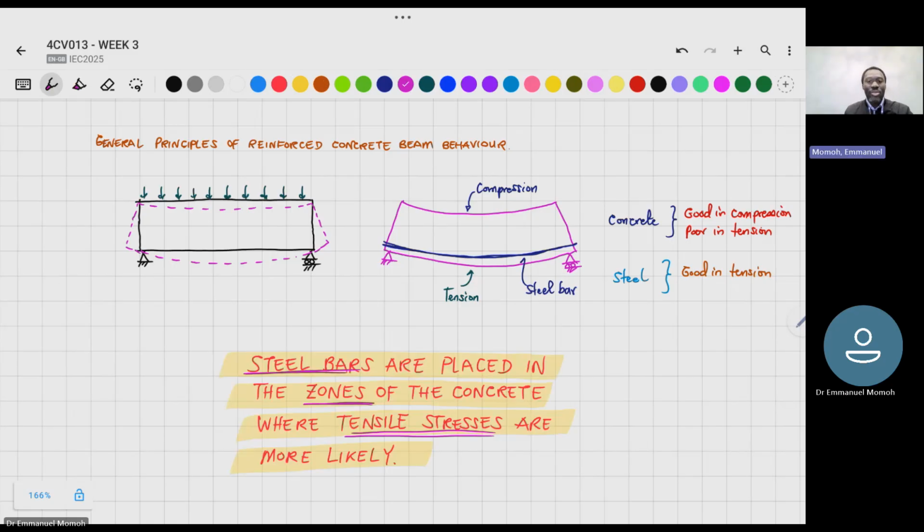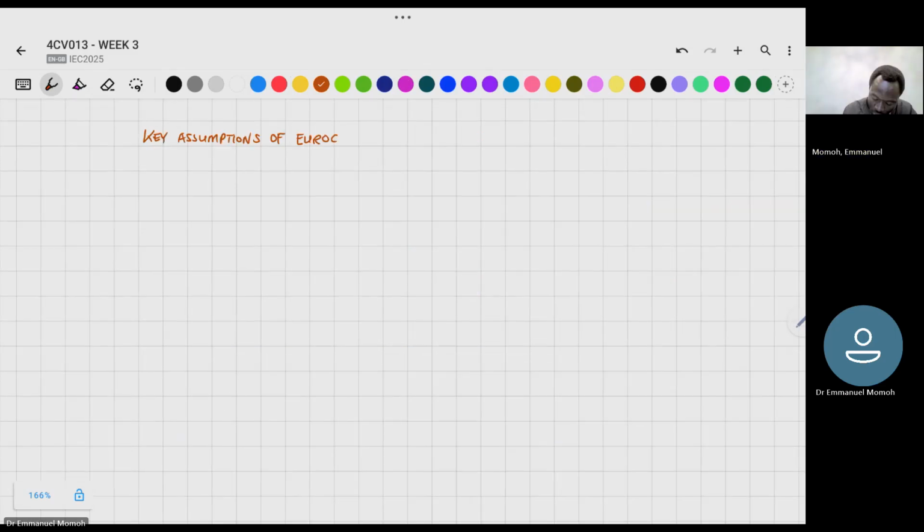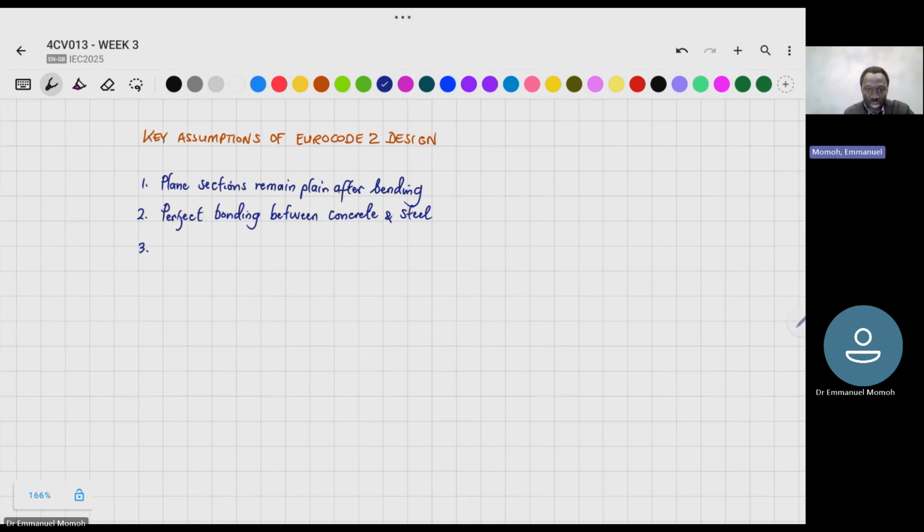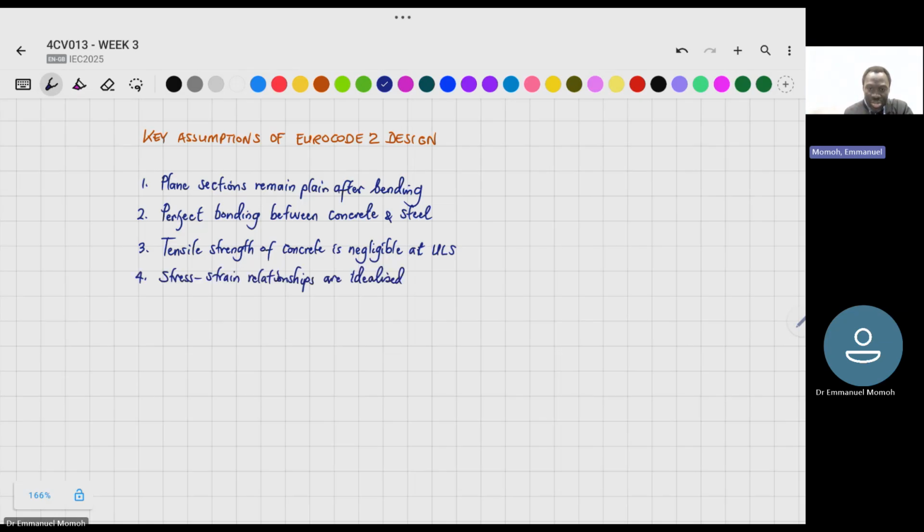Alright, now let's look at the key assumptions of the Eurocode 2 design philosophy. To make design manageable, first of all, we assume that plane sections remain plane after bending. 2. We assume that perfect bond exists between concrete and steel. 3. We assume that tensile strength of concrete is ignored at ultimate limit state. And 4. Stress-strain relationships are idealized. These assumptions allow us to convert a real beam into a calculable model.